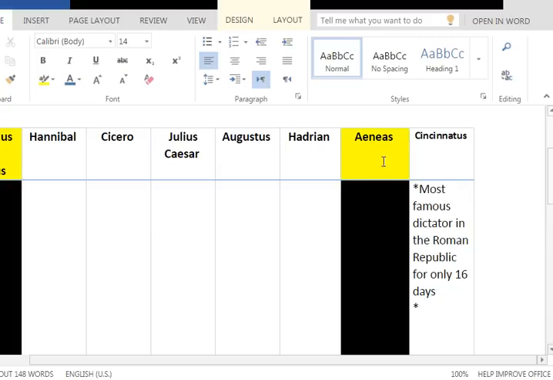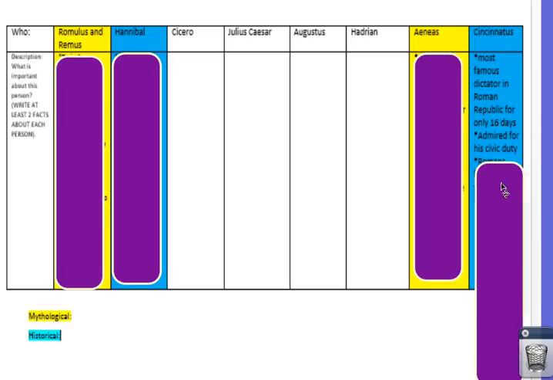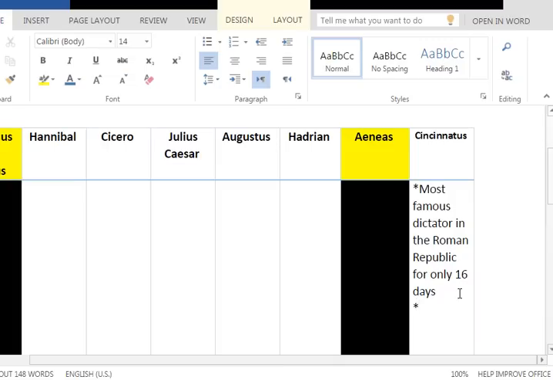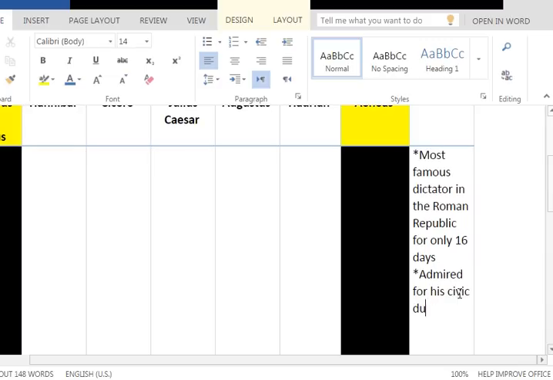Alright, so under Cincinnatus, in this cell: most famous dictator in the Roman Republic for only 16 days. He got the job done, went back home. Alright, next fact about Cincinnatus. He was admired for his civic duty to his country. So, that's going to be our next fact. Admired for his civic duty to his country.